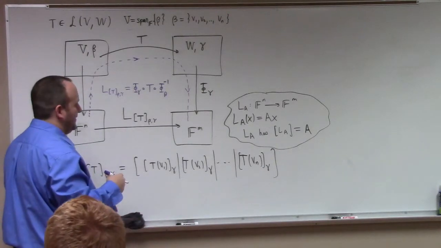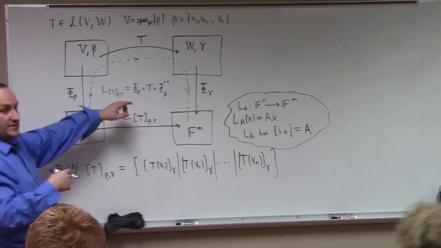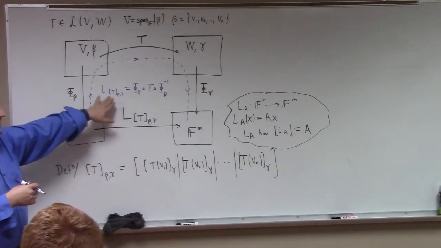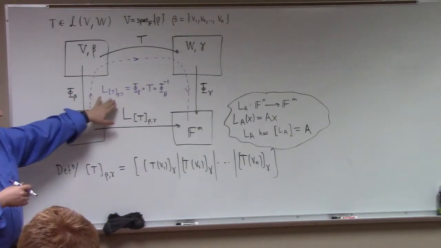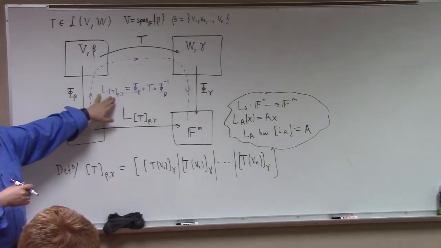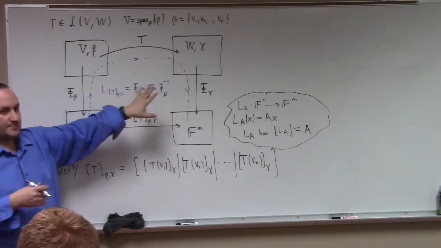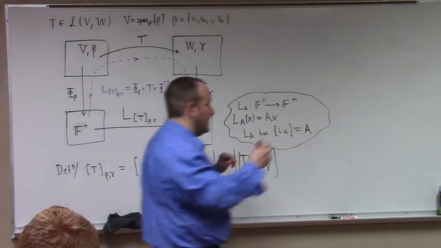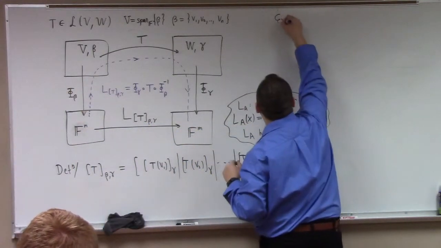Interesting. Okay, I feel like I've digressed slightly here. But this, guys, is a stone-cold formula that relates the abstract matrix for the linear transformation T to the coordinate maps. So let me give you an example, and then we'll be done for today.